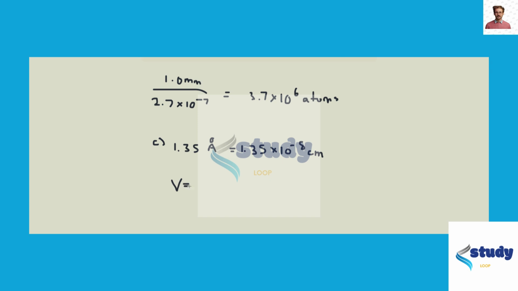Okay, and then the volume of a sphere is 4/3 times pi times the cube of the radius. So we're gonna take 4/3 times pi times 1.35 times 10 to the negative 8th centimeters cubed, and that's going to give us our volume. And when we do that on our calculator, we get 1.03 times 10 to the negative 23rd cubic centimeters.